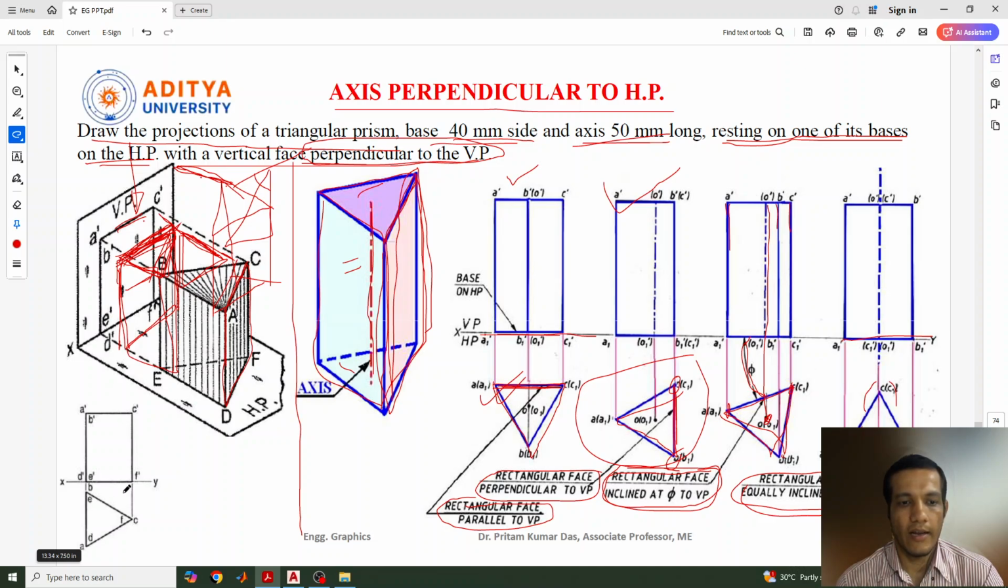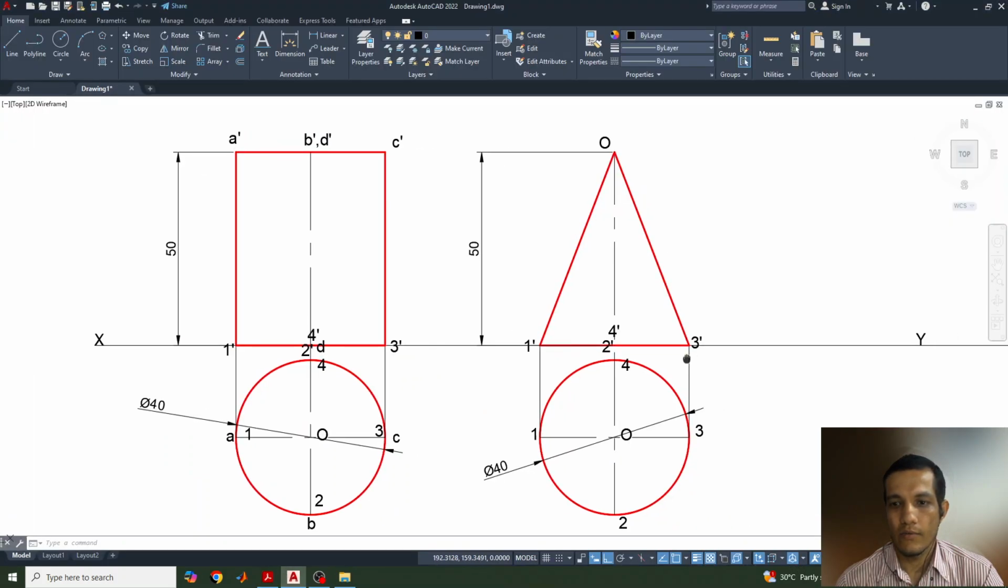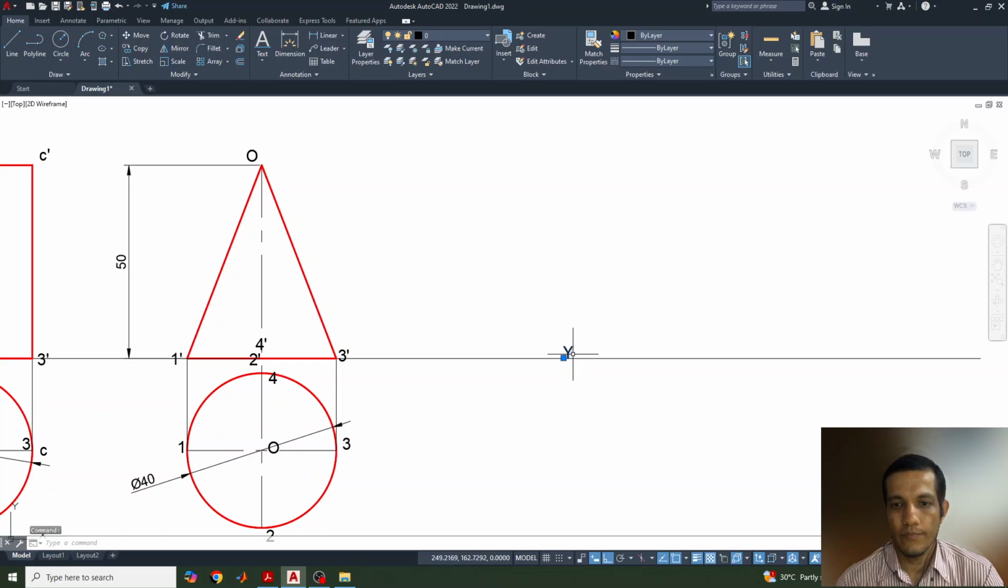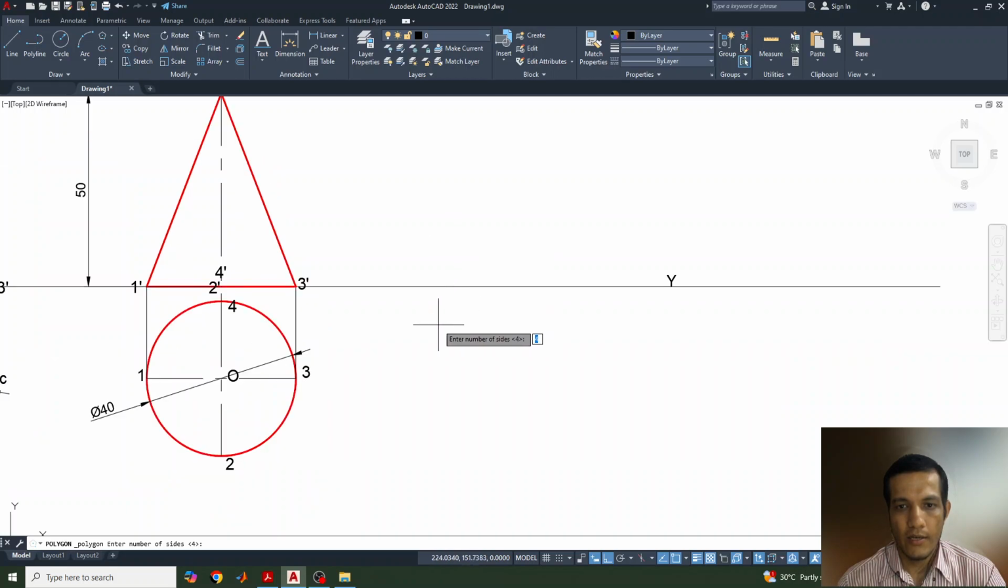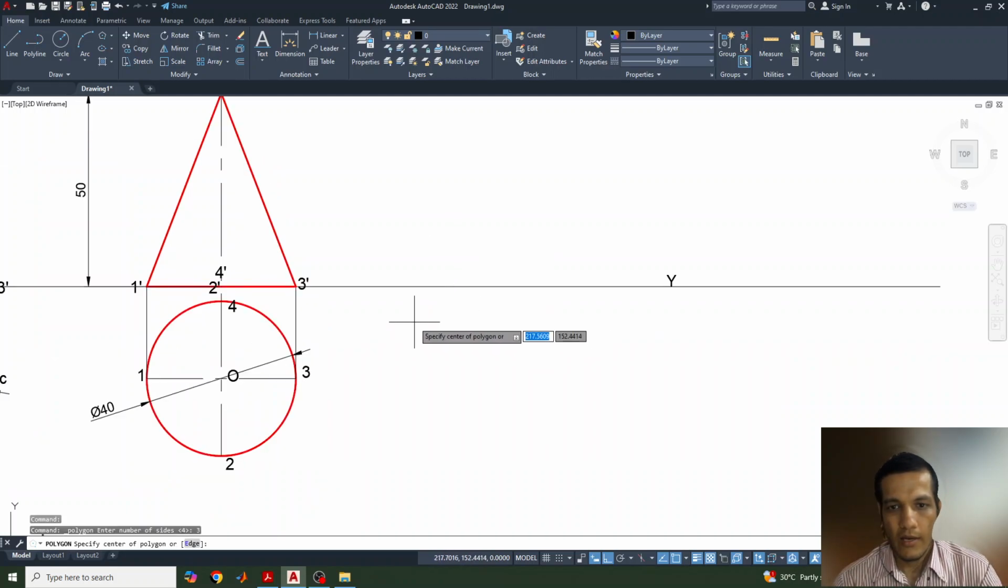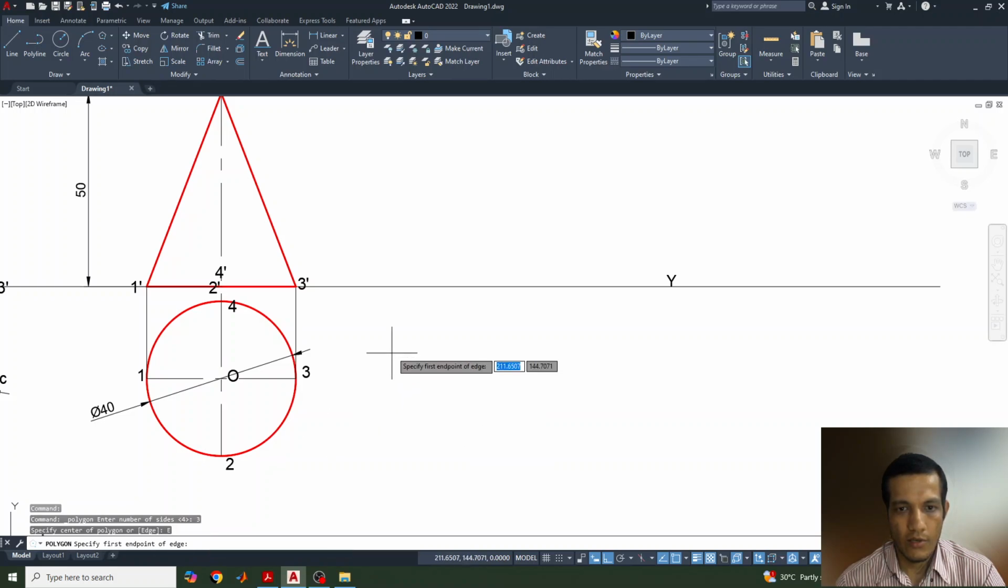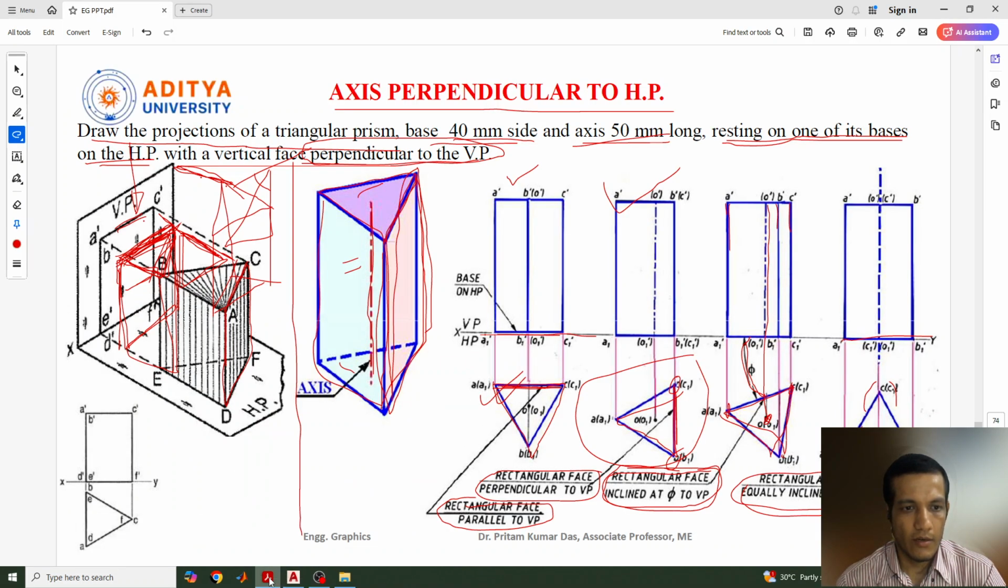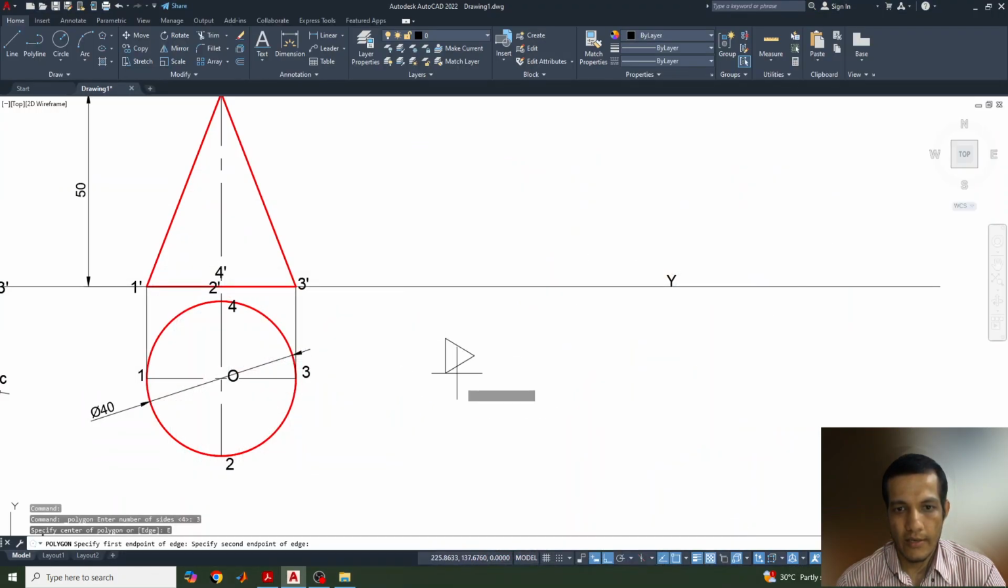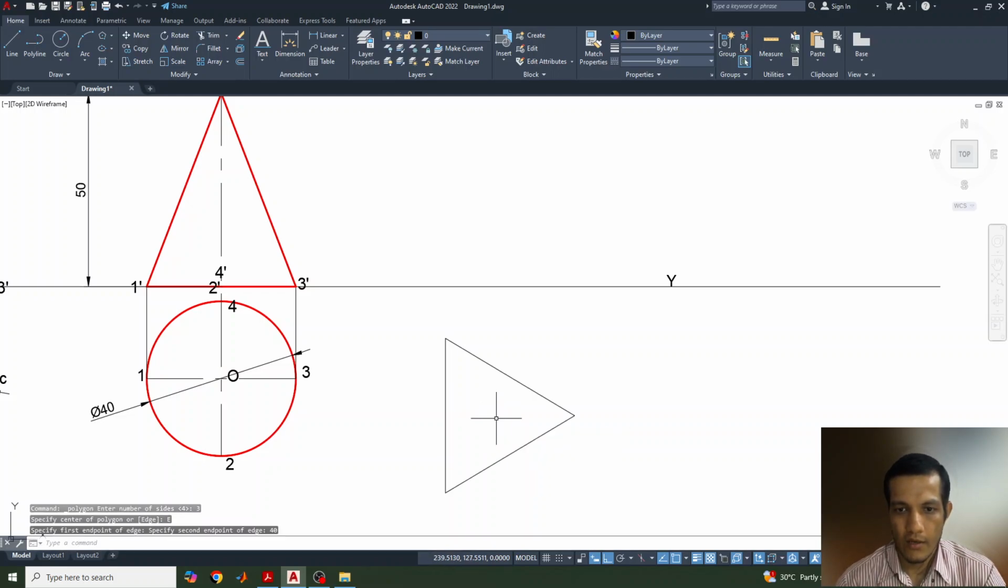Now we need to draw a triangle here, and we need to draw the front view and top view of that. So I'll easily draw this one. Just go to the polygon, select polygon, number of sides 3, and edge. Okay, so what is the size of that? Base is 40, so base let it be 40. Yeah, the triangle is easily completed.